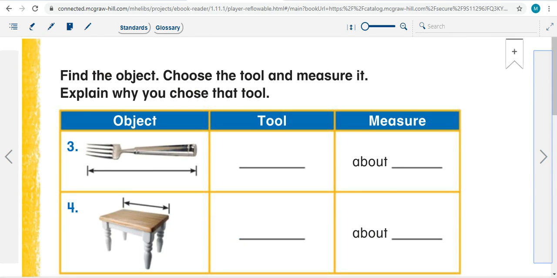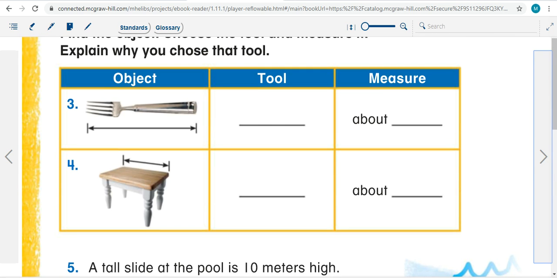Now, this one you need to do the same thing. You pick a tool and then you measure. This is a fork and this is a small table.